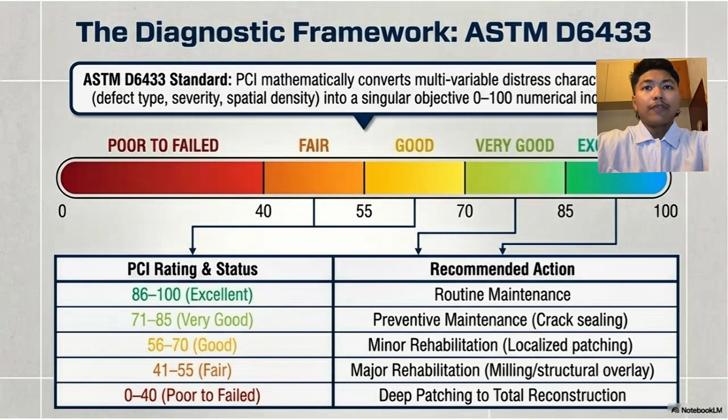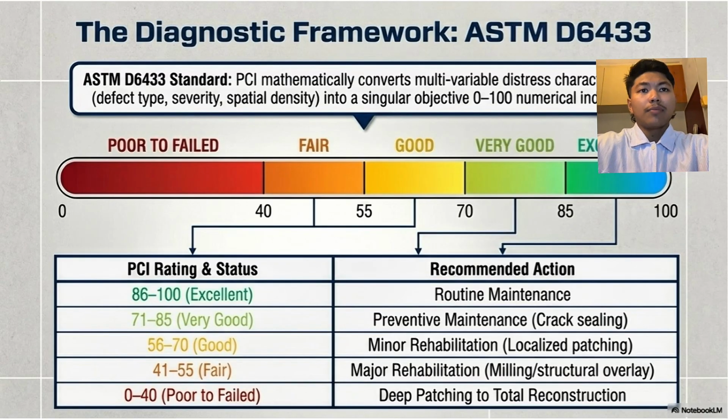At the bottom we have the PCI rating and status. 86 to 100 is excellent, routine maintenance. 71 to 85 is very good, preventive maintenance, crack sealing. 56 to 70 is good, minor rehabilitation, local patching. 41 to 55 is major rehabilitation, milling, structural overlay, and 0 to 14 is poor to fail, deep patching to total reconstruction.